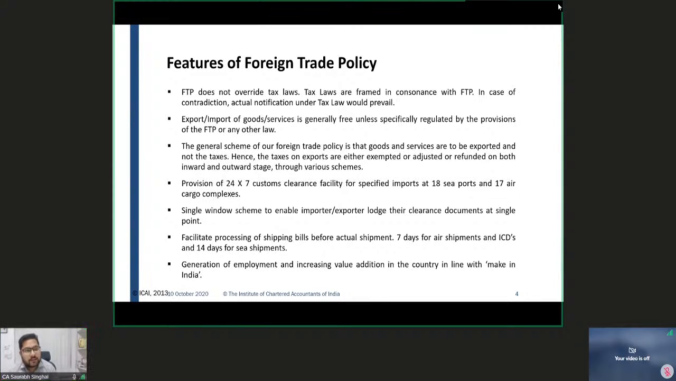Now with the latest development and with the latest ruling government, we also have one more feature which will reflect in various parts of the foreign trade policy, that is Make in India. They always want to promote people to make in India.